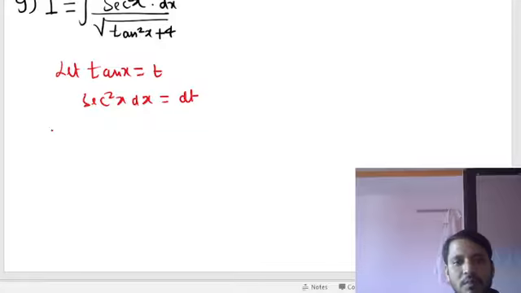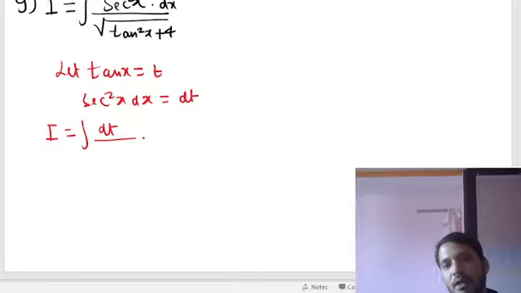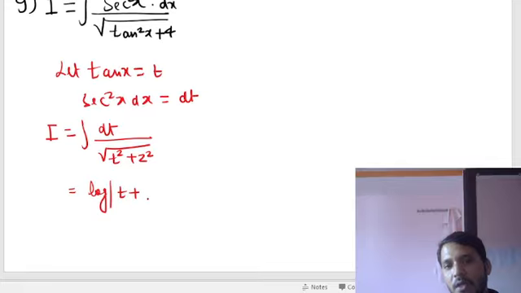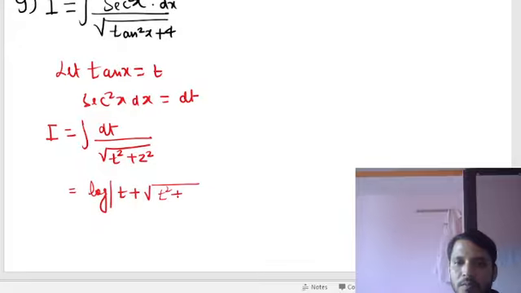Means it is very simple. I equal to, it become what? Secant square x into dx will be replaced by just dt, and it will become under root of t square, and this 4 can be written as 2 square. So directly we can apply the formula. Which formula? Here it will become log of mod x, x means t, plus under root of a square plus x square, a square plus x square, that means t square plus 4, 2 square or 4 we can say.